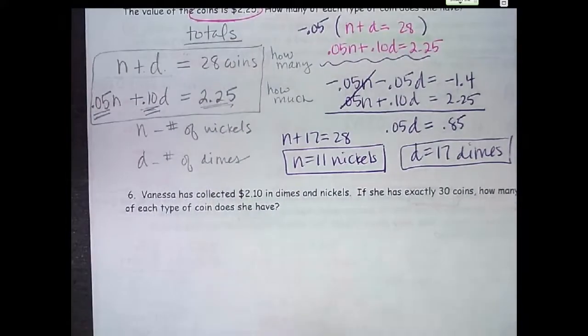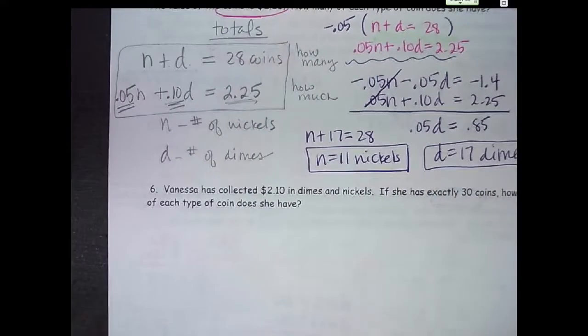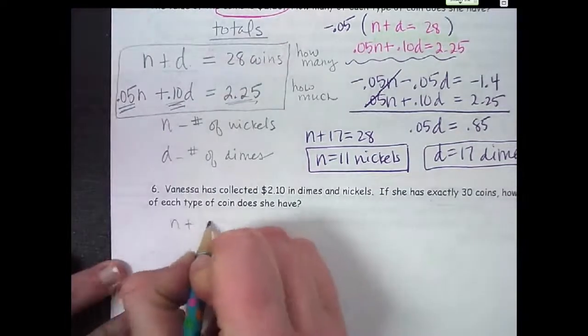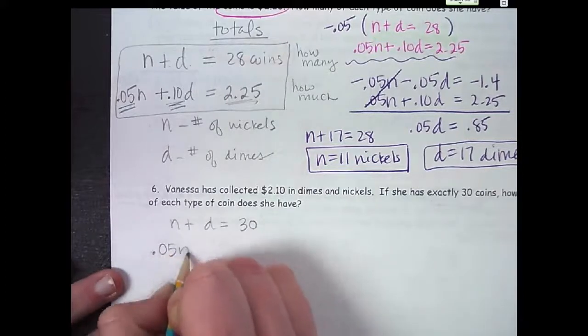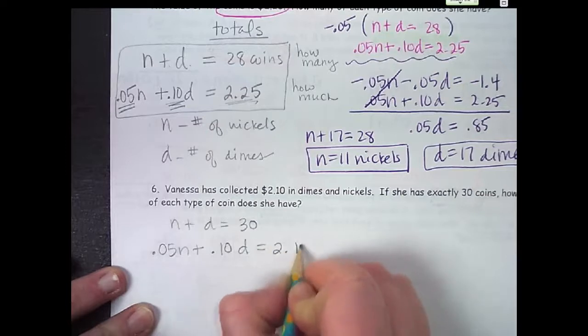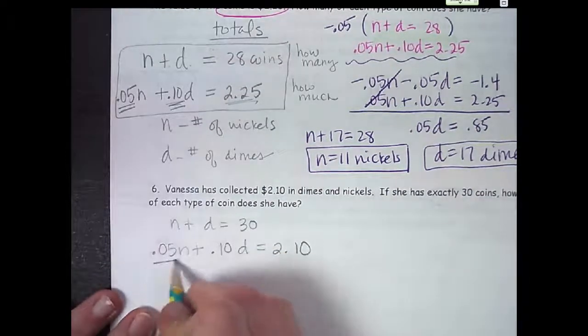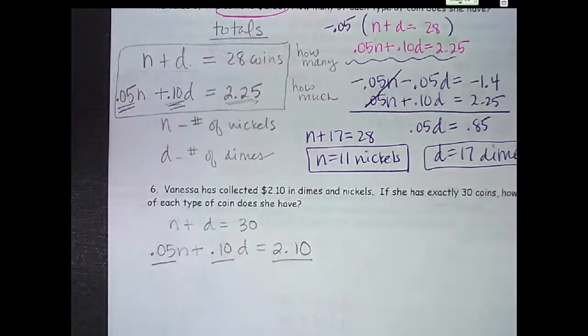Number 6, you should be setting up the same exact way. Okay, set up your equations and then check them with mine. Remember, money plus money equals money. Okay, so you should have how much the nickel is, how much the dime is, and then the total.